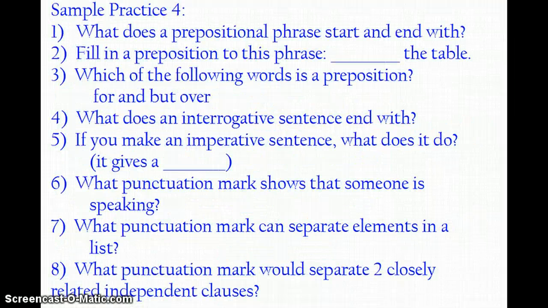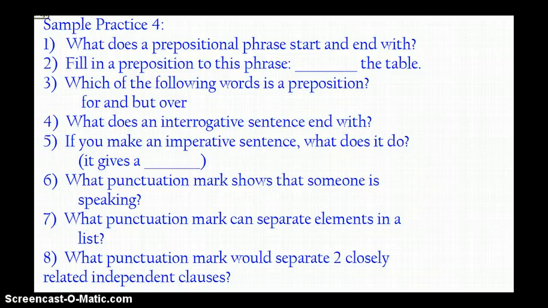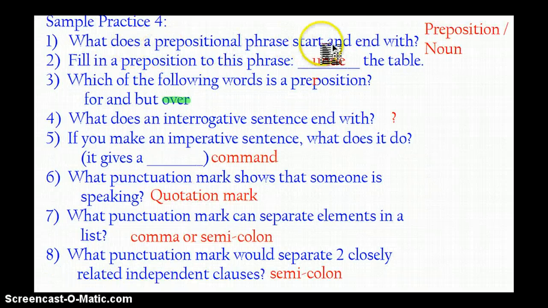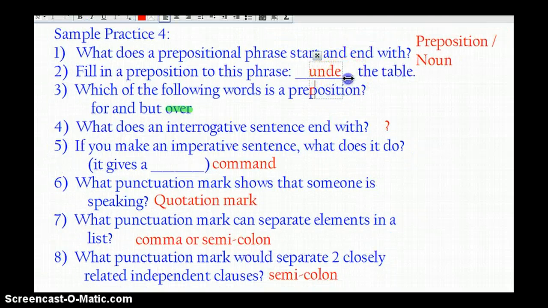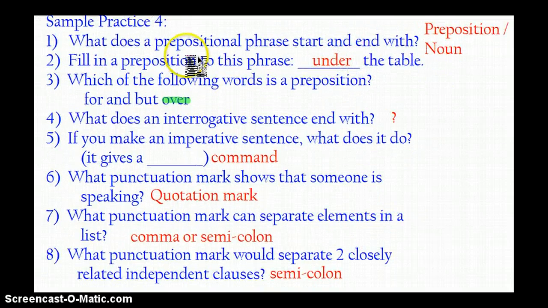Alright, practice 4, 8 questions over prepositions, punctuation, and types of sentences. And if you're ready for the answers, here it comes. A prepositional phrase always starts with a preposition and ends with a noun. This prepositional phrase should be under the table, or over, or next to, or beside, or any preposition word that fits in there. Over is the preposition of these 4 words.